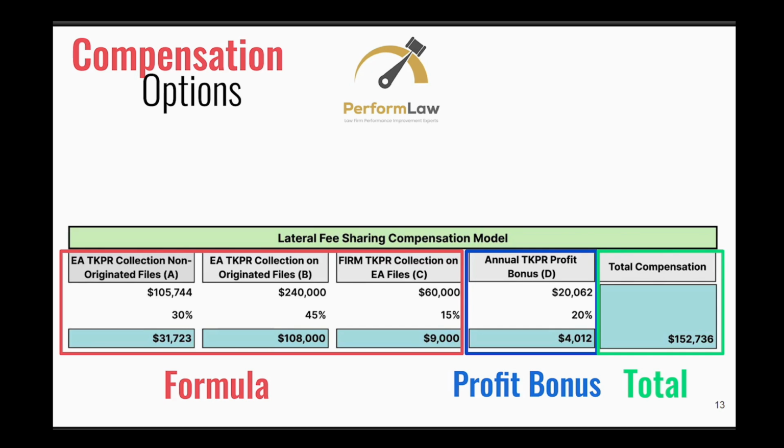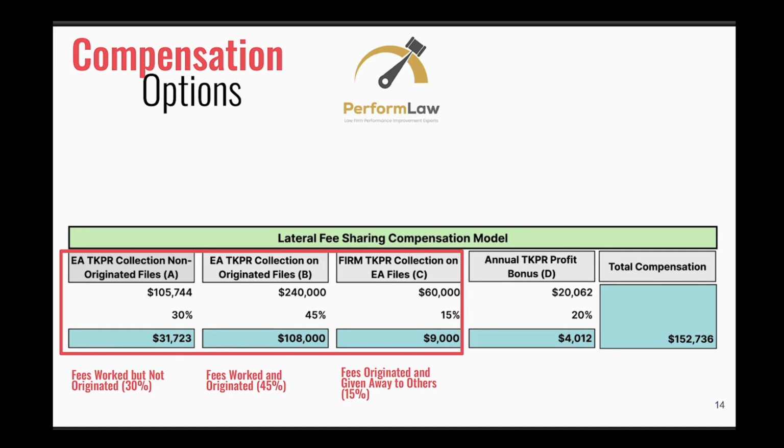So starting with the red area, that's the section that contains the formula for their compensation. The blue box would be the profit bonus calculation, and the green box would be adding up all of those blue boxes down at the bottom, the 31,000, 108,000, 9,000, 4,000, and 12, and you get their total compensation all the way on the right.